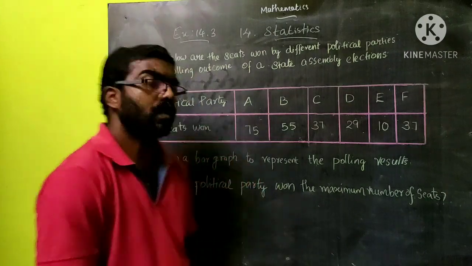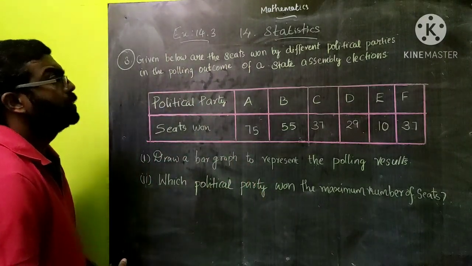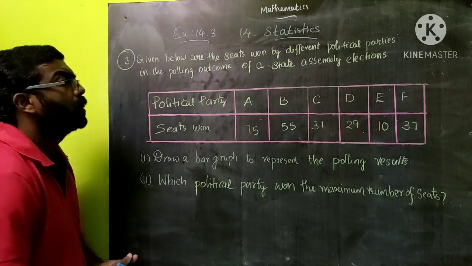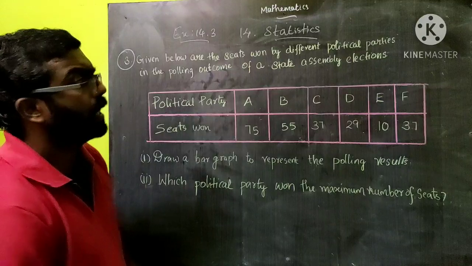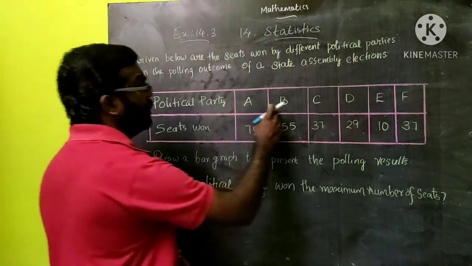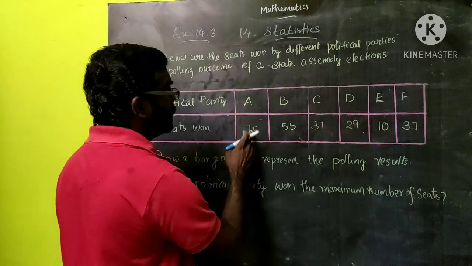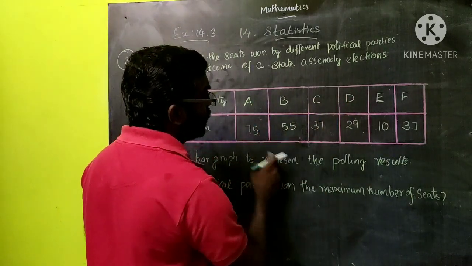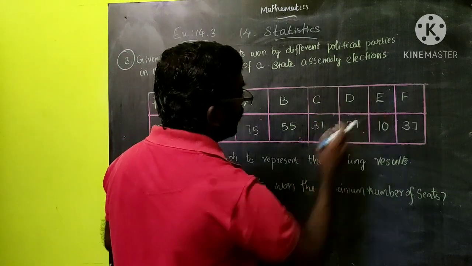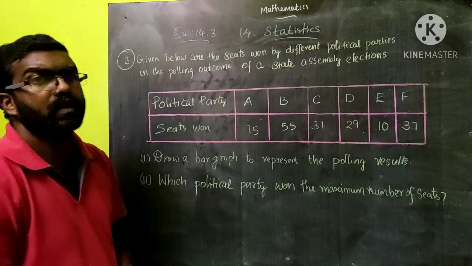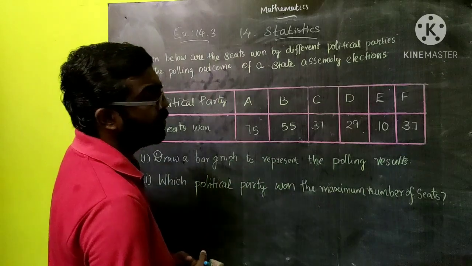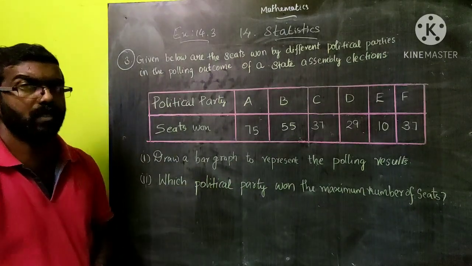Now we move on to question number 3. Given below are the seats won by different political parties in the polling outcome of a state assembly election. Political party and seats won. A, B, C, D, E and F. A 75 seats, B 55 seats, C 37 seats, D 29 seats, E 10 seats and F 37 seats. Draw a bar graph to represent the polling results. It is the first part.